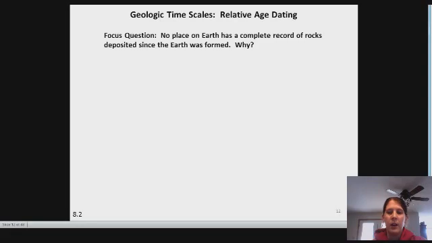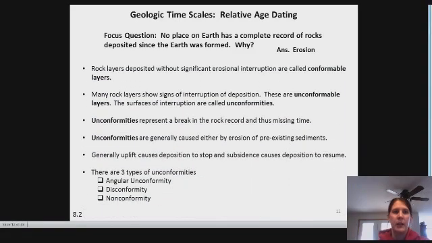So we have a focus question. No place on Earth has a complete record of rocks deposited since the Earth was formed. Why is that? Okay, this is because of erosion, right?